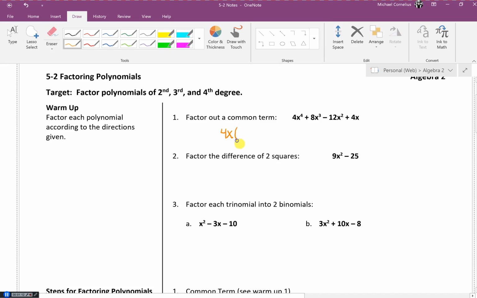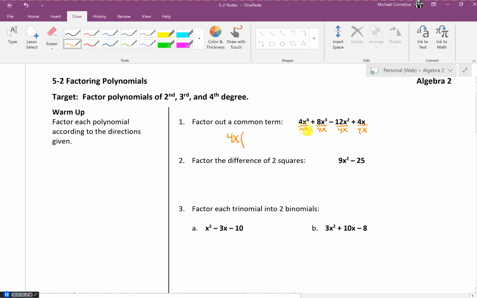Now, what's left after I factor that out? The easiest way to do this is to divide each one of these by 4x. All right, I apologize if this is a little small here. 4x, 4x, 4x, and 4x. That's the easiest way to determine what's left whenever you're factoring out a common term.